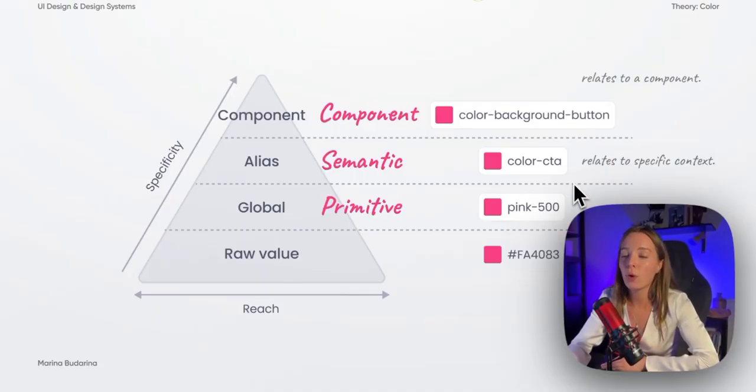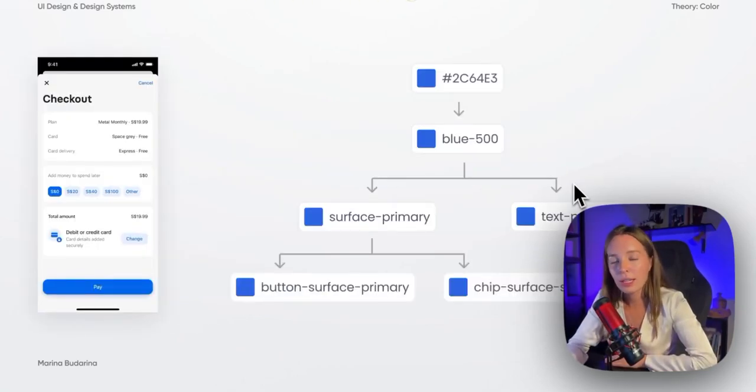Next one, component specific. They are a representation of every value associated with a component. They often inherit from alias tokens, but are named in a way that allows engineering teams to be as specific as possible in applying tokens in component development. So it's quite useful for engineers but rarely used in Figma design, for example. To understand it more, let's look at an example.